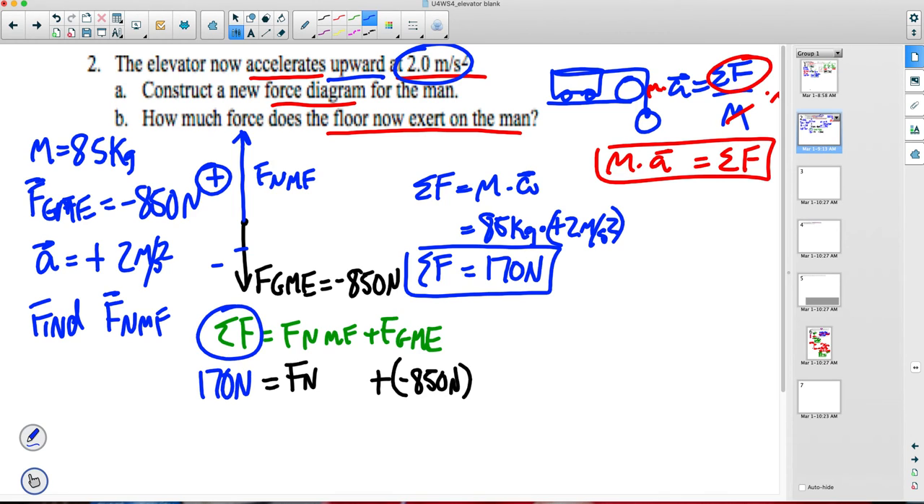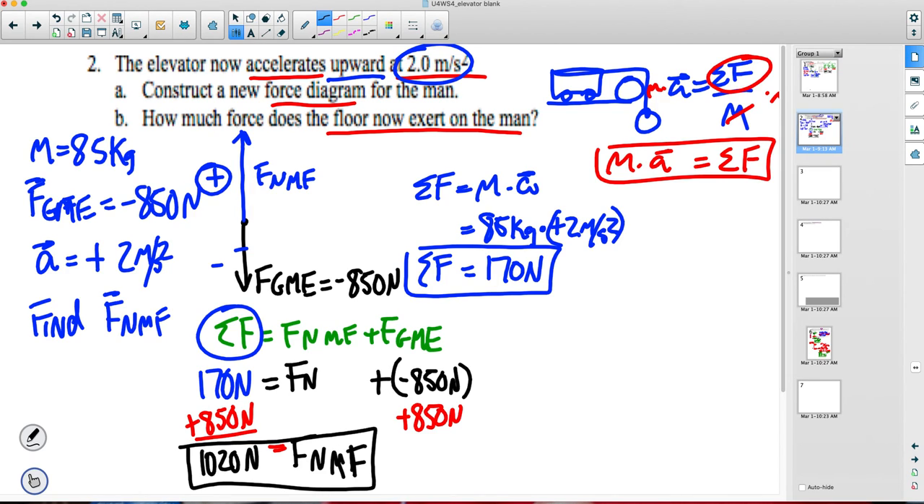And now we can solve for the normal force. To get normal force all by itself, we have to get rid of the 850 on the right side, so we have to add 850 to both sides. So we now have force normal on the man by the floor is equal to 1,020 newtons.